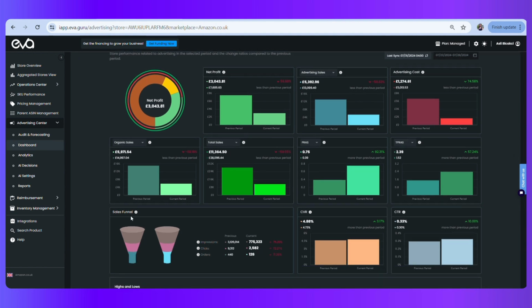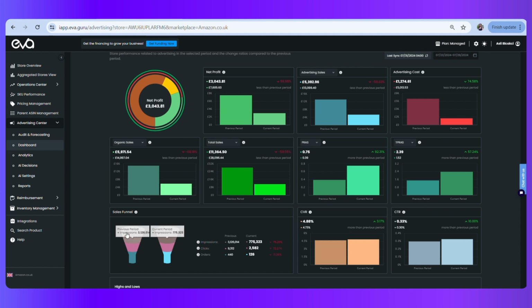And below, you can see the sales funnel. At first, the action starts with the impression. And then if the customer clicks the advertising, you can see this funnel narrows gradually, and below there are orders.